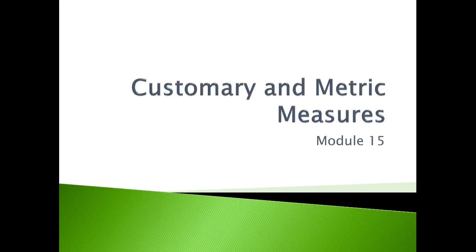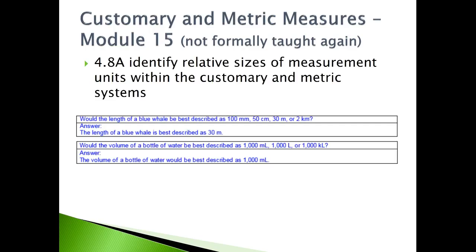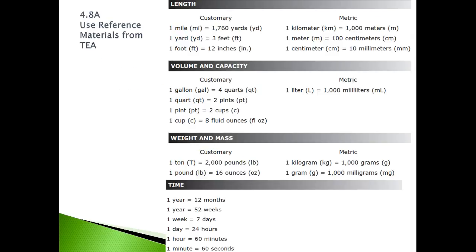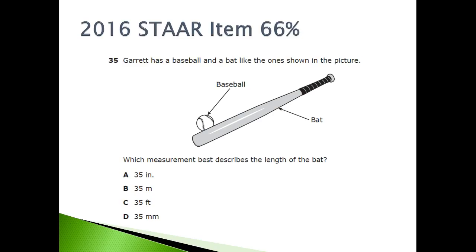So customary and metric measures. Here you're going to have 4.8a, where you're going to identify relative sizes of measurement units within the customary and metric systems. Please make sure you use the reference materials from TEA, that reference chart. The kids can see the metric and the customary conversions in this chart. So please make sure they are using this and understanding how to use it.